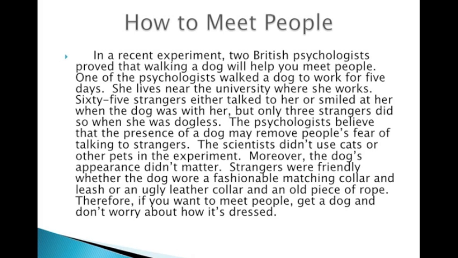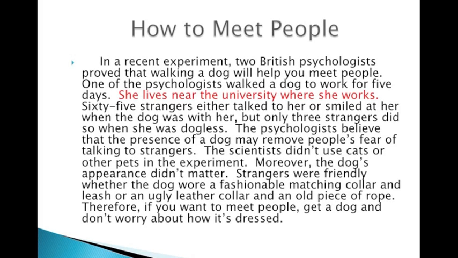So the first idea is the sentence that says, she lives near the university where she works. Notice that this information is really not necessary to explaining the overall idea of psychologists walking a dog. And in fact, notice it introduces the word she, yet we still don't know if any of the psychologists are actually women. So in this problem, we notice that we have a pronoun, she, that doesn't seem to describe anything, and also information about living near the university that has nothing to do with the dog experiment itself. So there's one sentence that we could eliminate. Are there any others?